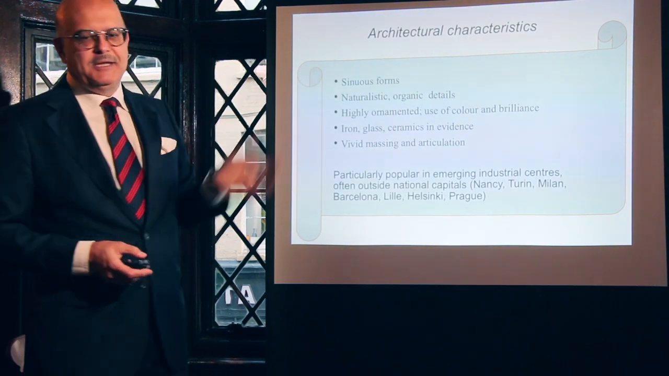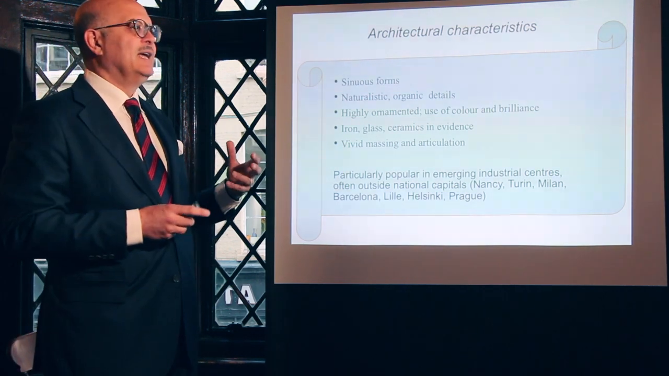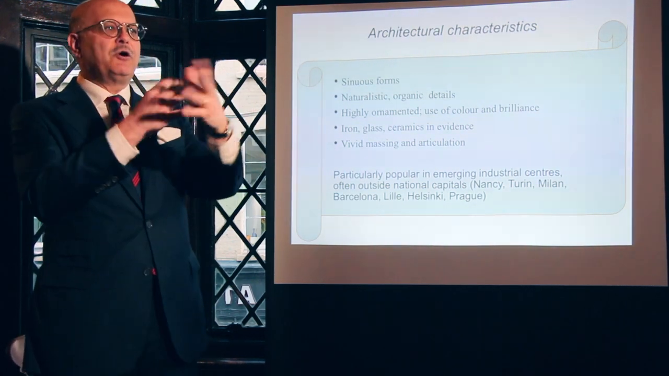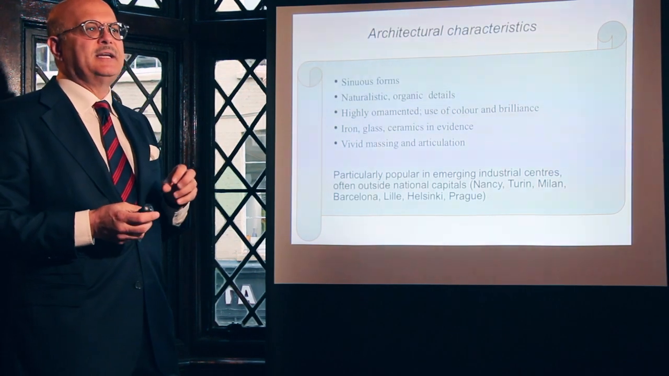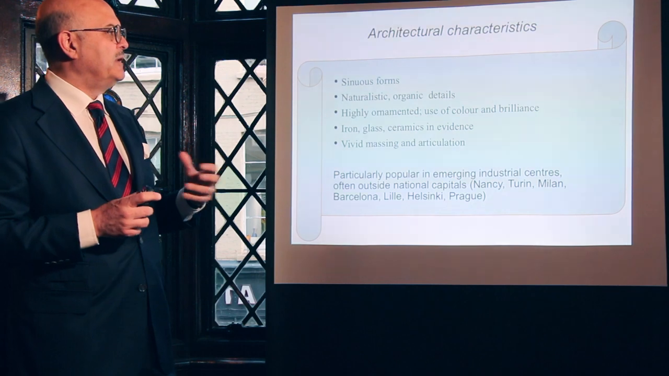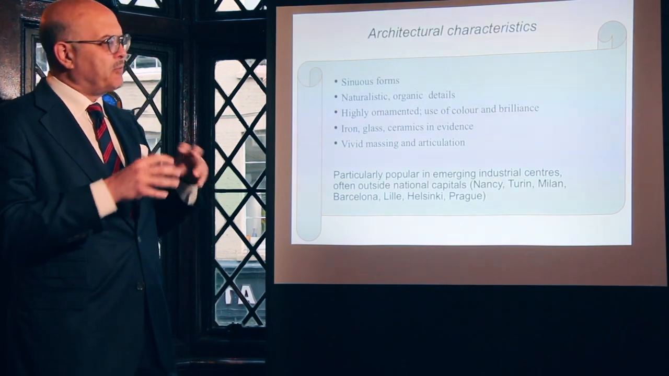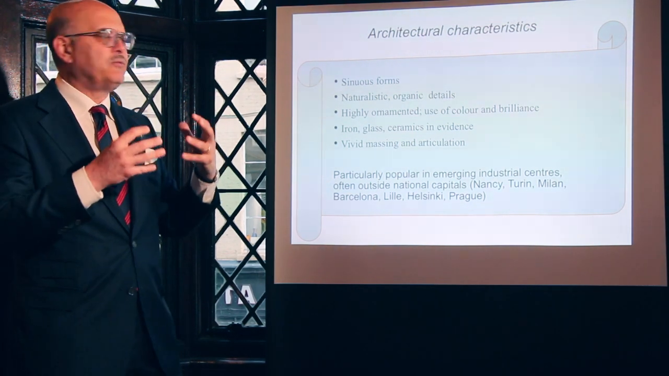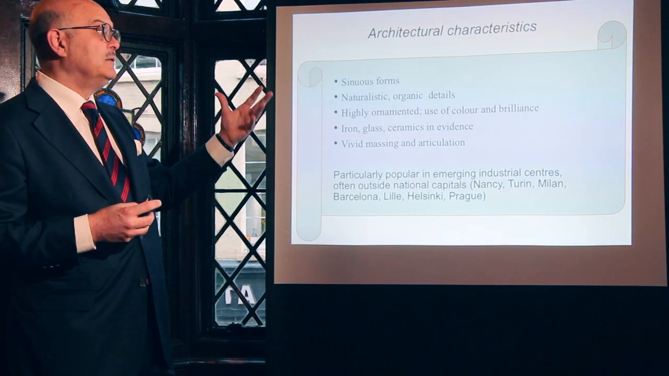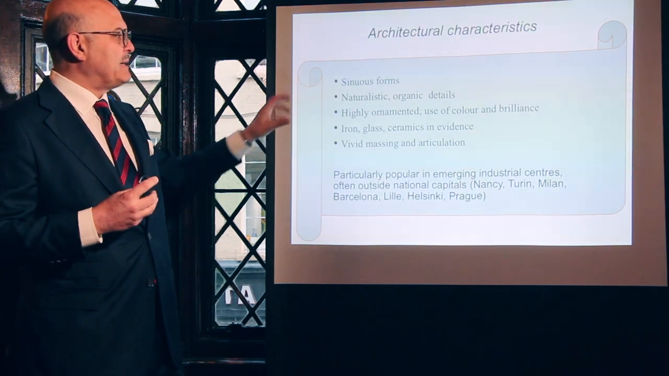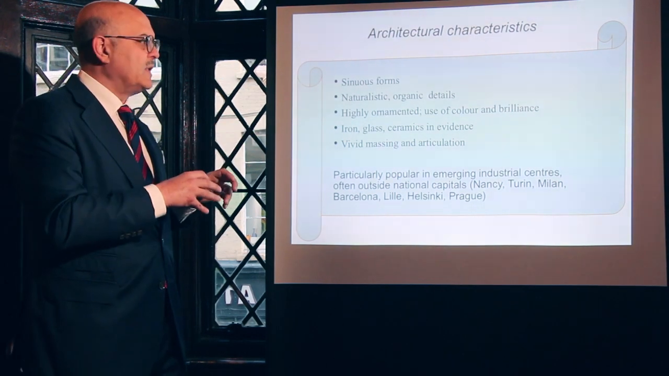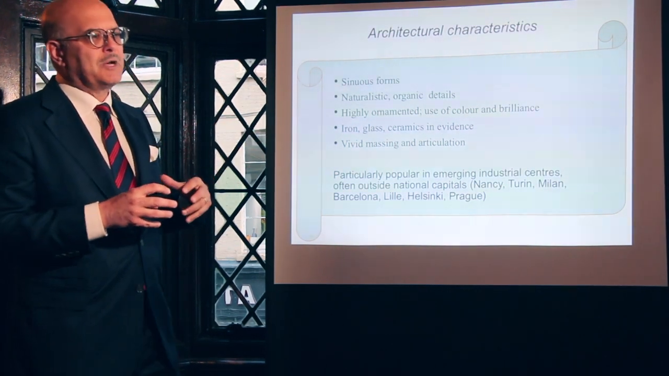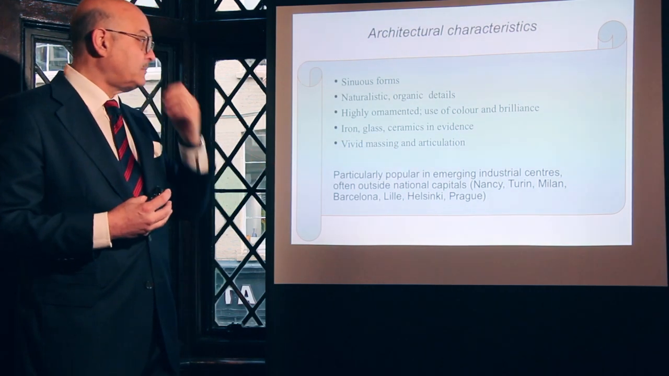So this is probably a style that people are more familiar with. It has very organic, very sinuous, very curvy forms. A lot of naturalistic and organic details, so very much just the idea of nature and a very romantic take on nature and feminine form. Very ornamental, very colorful. Some of these we see, like the use of tiles and glass, already start in the modern style in the UK, but it's used much more opulently in Art Nouveau.